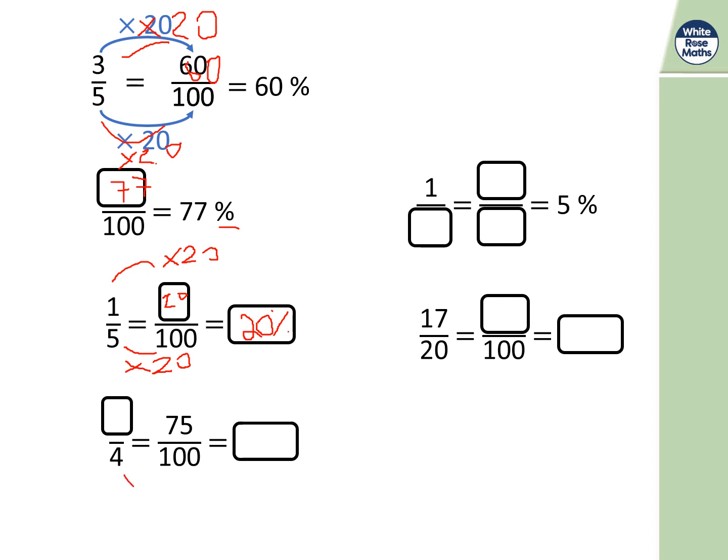The next one, 4 times 25 is 100. Now this one's a bit more tricky because I've actually got to work backwards. So I've got to actually divide by 25. So 75 divided by 25 is equal to 3. Okay, 3 lots of 25 is 75, and that's equal to 75%.